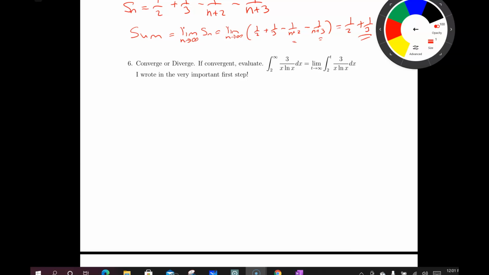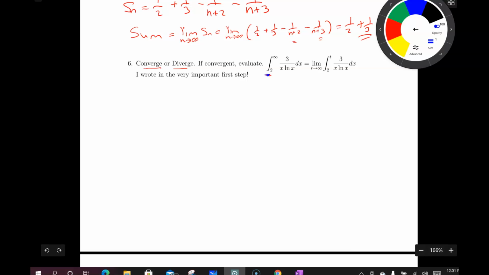Okay, so converge or diverge. Notice there's integrals here, so we're going to be moving back into integrals with these. I just wanted to remind you, it's been a while since you did this, that in the last test this might have been a weak area for you. So let's go over this.